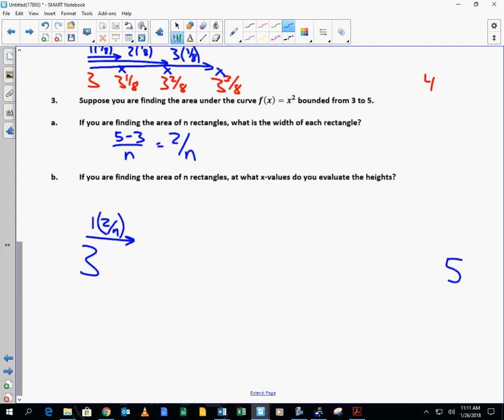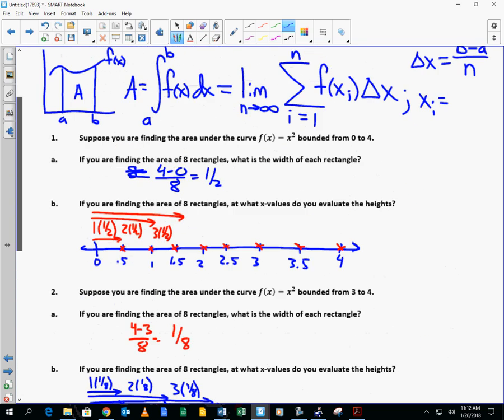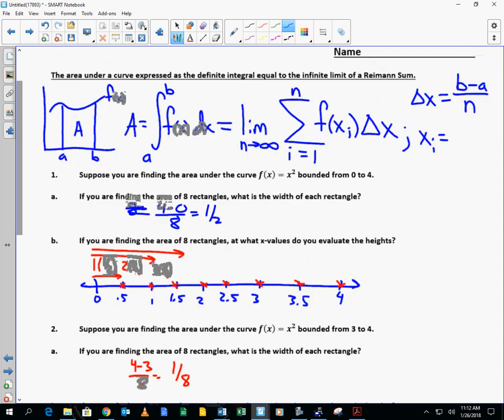And to get your next spot, you go from 3 and you go over 2 of the widths, right? So we start at 3 and we go over a certain number of widths. So to write that in the abstract, x sub I is, we start at A and we go over I widths.